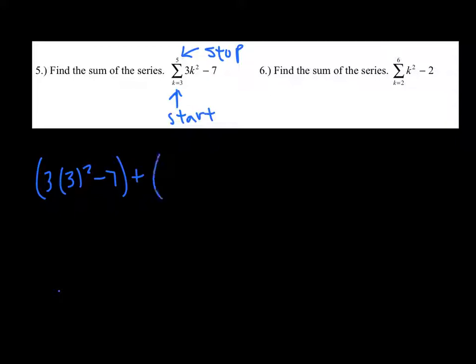Okay, now we're going to plug in 4. 3 times 4 squared minus 7. That's your fourth term. Okay, and now the fifth term. So 3 times 5 squared minus 7.